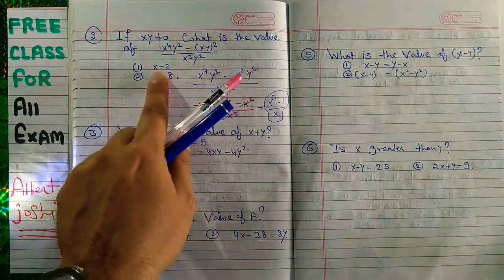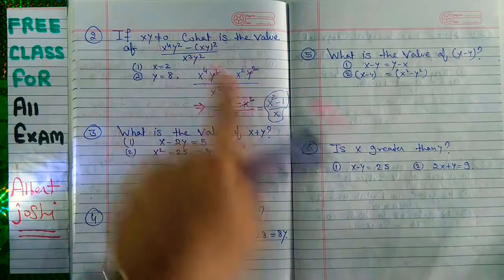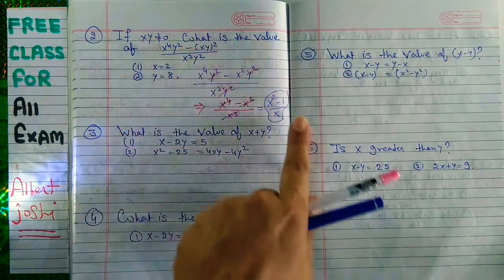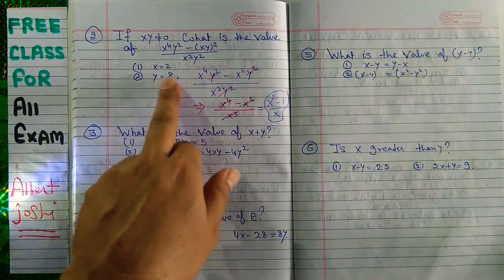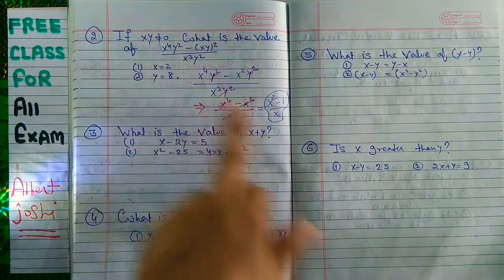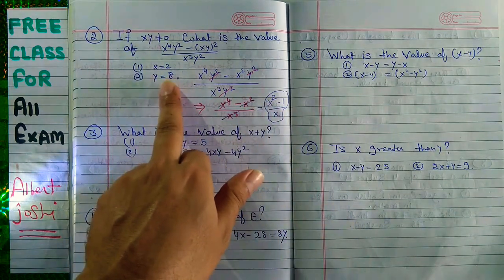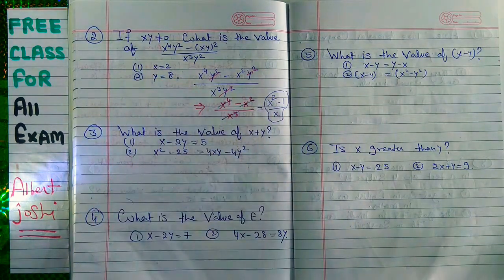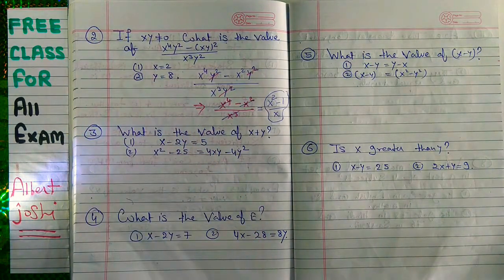So if you put the value of x here, then you will get the value he is asking for. You can find the value of this with the help of statement 1. But if you put y is equal to 8, then it is not possible to find the value of this, because your y has already been cancelled. So no need to give us the value of this. Okay, so statement 2 is not sufficient.